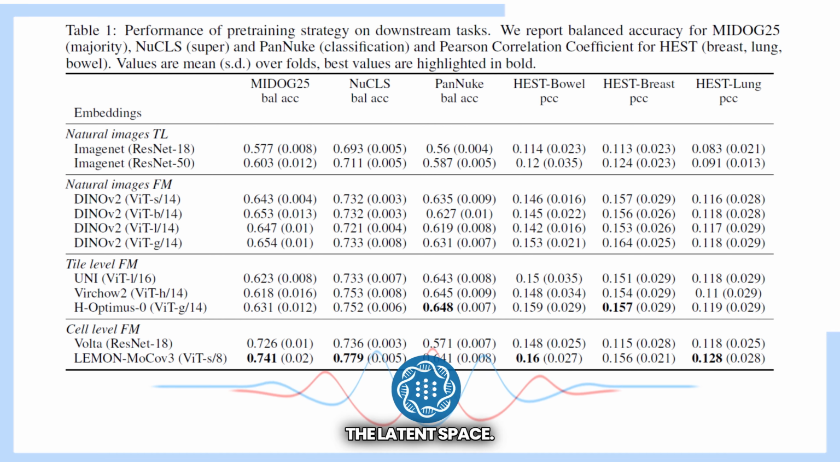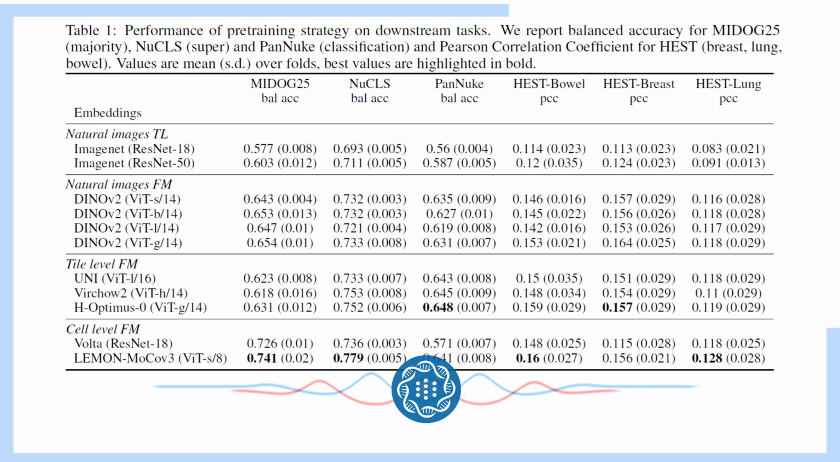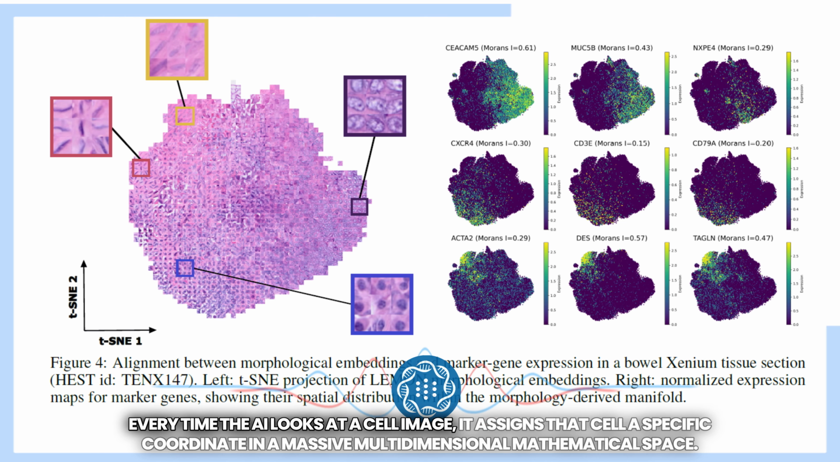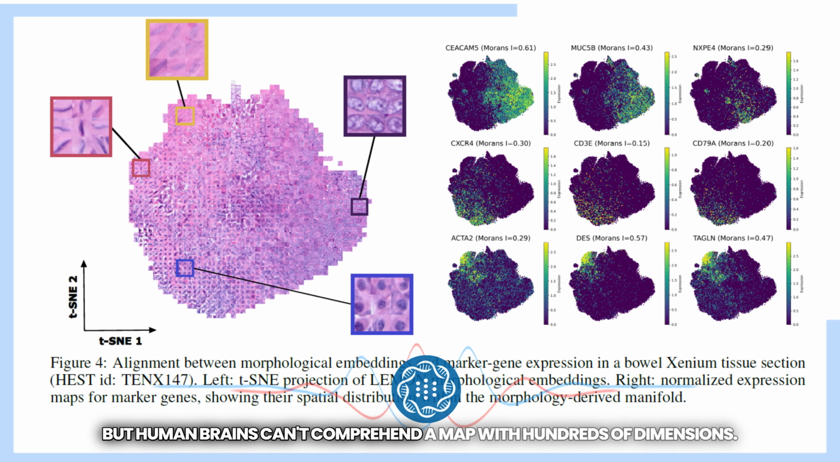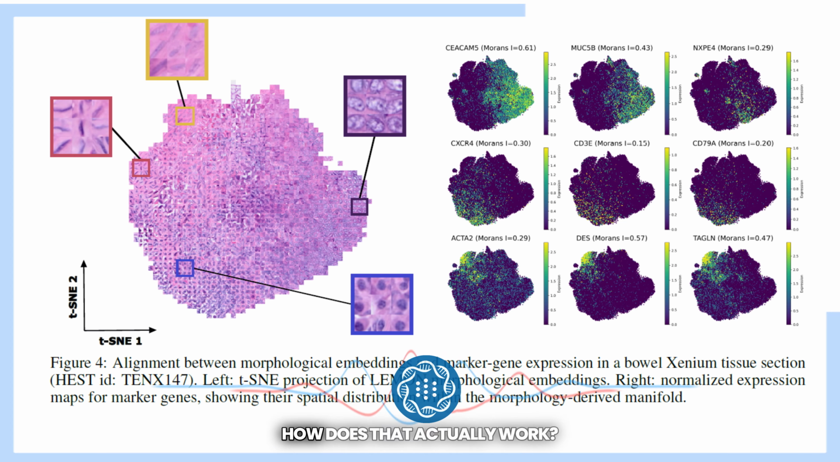The latent space. So the latent space is basically the AI's internal map of the world. Every time the AI looks at a cell image, it assigns that cell a specific coordinate in a massive, multidimensional mathematical space. But human brains can't comprehend a map with hundreds of dimensions. We get lost in 3. Exactly. So the researchers used a mathematical technique called a Y projection. How does that actually work? How do you visualize something that complex?